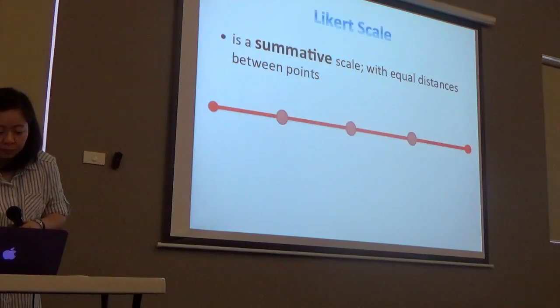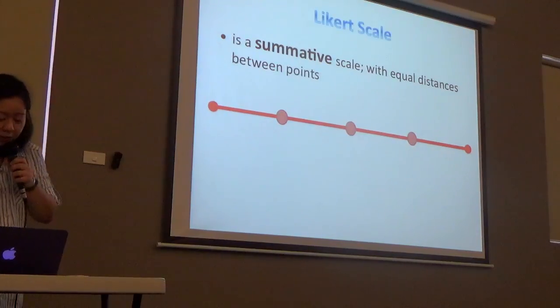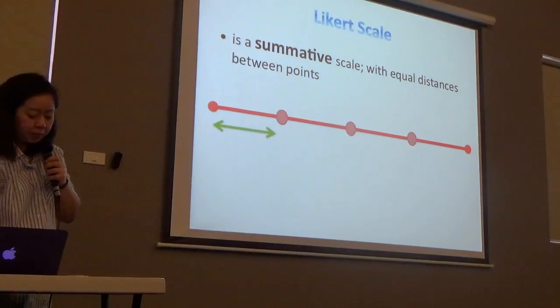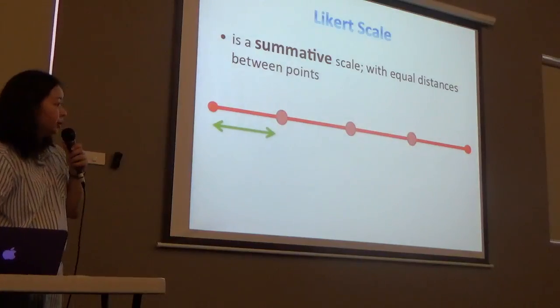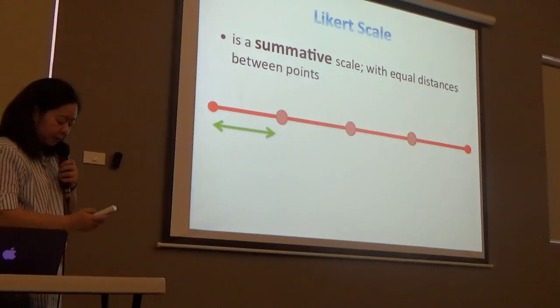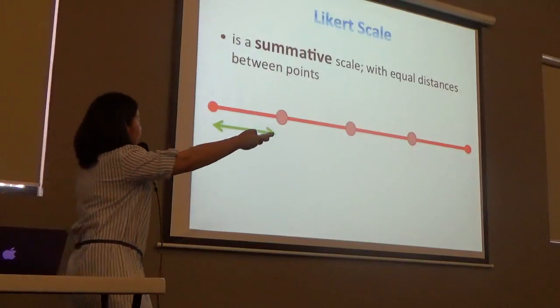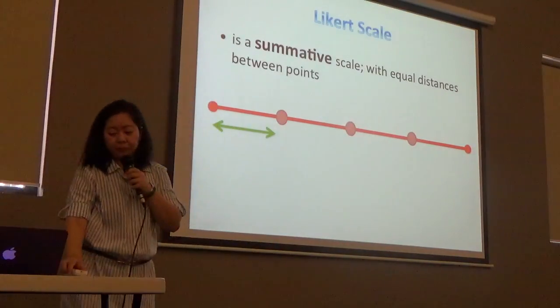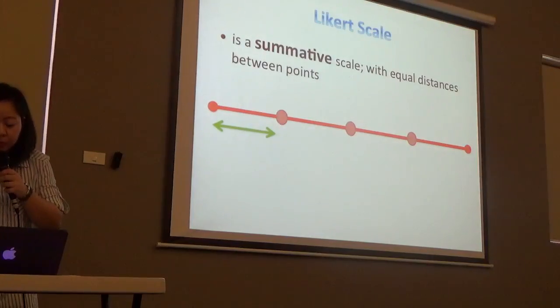So yeah, the Likert scale, because of the distance between the points. No? The assumption is the equal distance between points. Okay. Next.